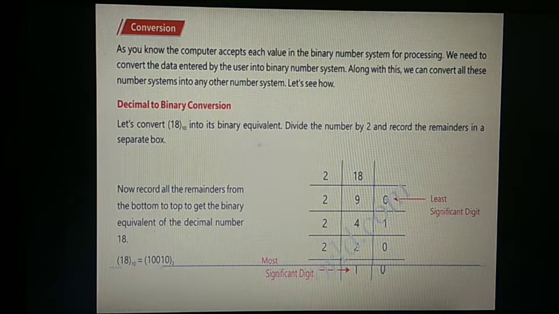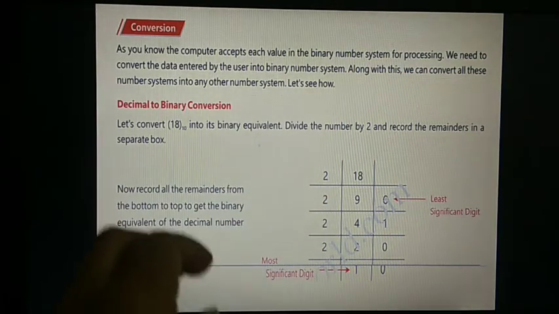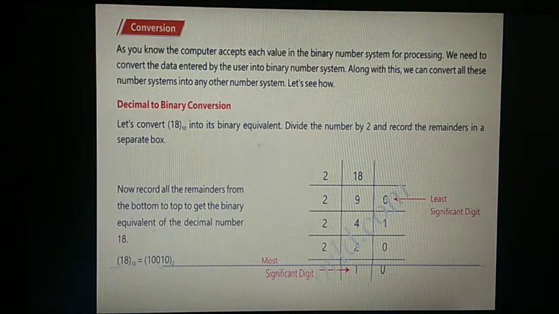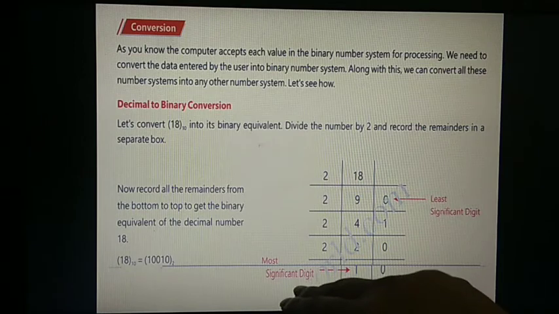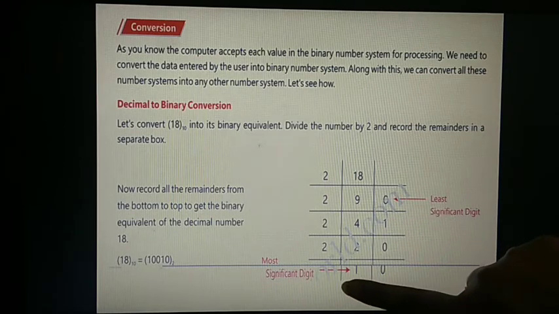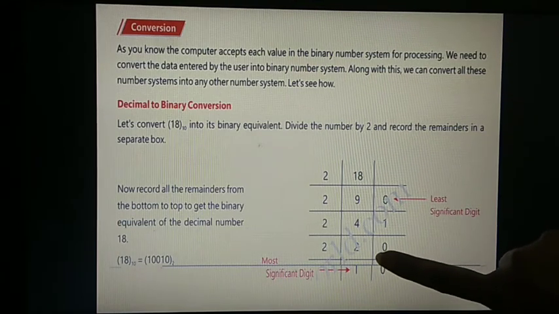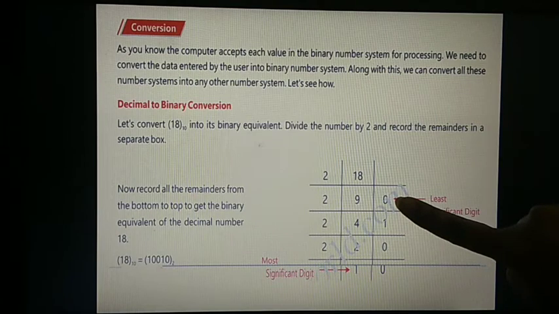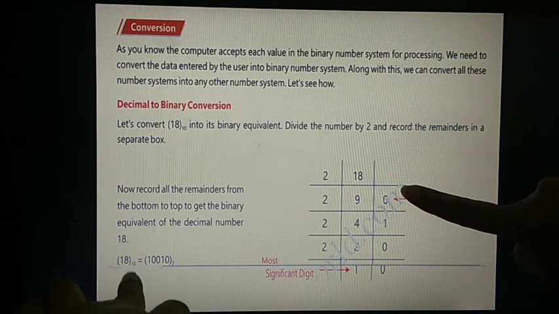So now what are you supposed to do? You are supposed to record from the bottom to the top. नीचे से ऊपर तक आपको record करना है to get the binary number for the decimal number 18. ठीक है, देखो अभी आपका रिमाइंडर क्या सब मिला है। यहाँ से स्टार्ट करना है, यहाँ से कभी भी नहीं चालू करना है। You are supposed to start from down, bottom. So that is 1 0 0 1 0. So the answer, देखो, can you see over here?